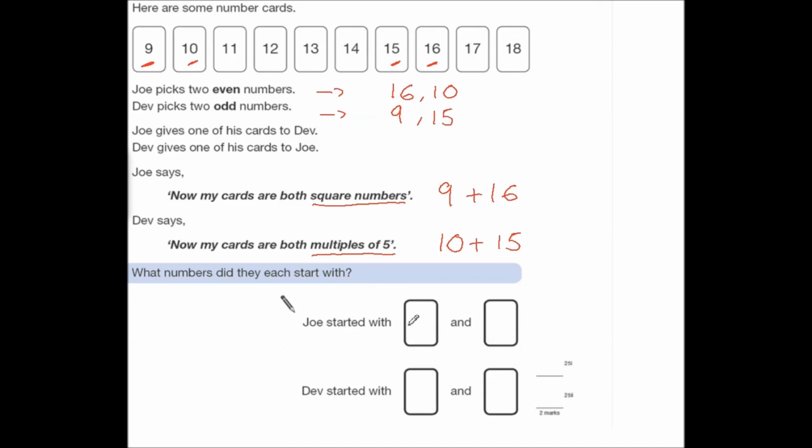So there's your answers. Joe started with 16 and 10, and Dev started with 9 and 15. Okay, hopefully that was alright.